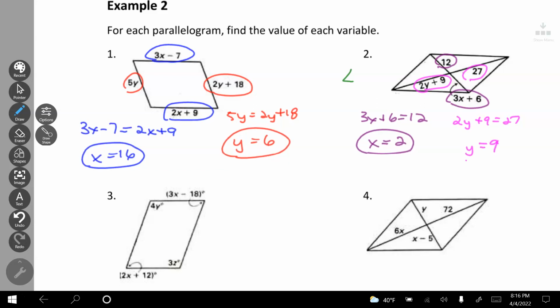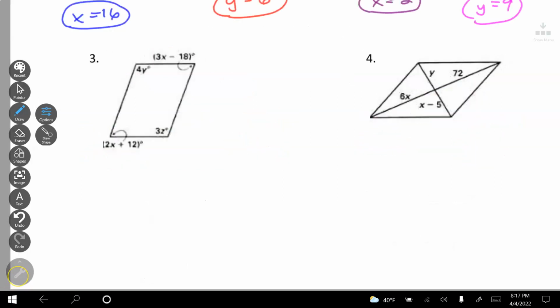I do my algebra, I get y equals 9. I know that opposite angles are congruent, so I know these two are congruent. 3x minus 18 equals 2x plus 12. I get x equals 30.